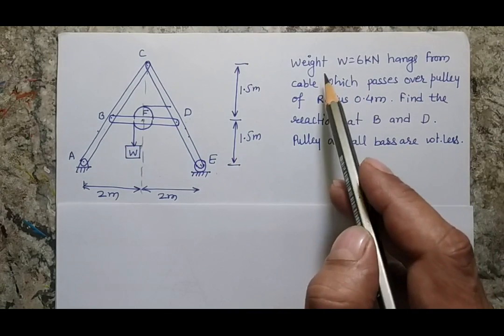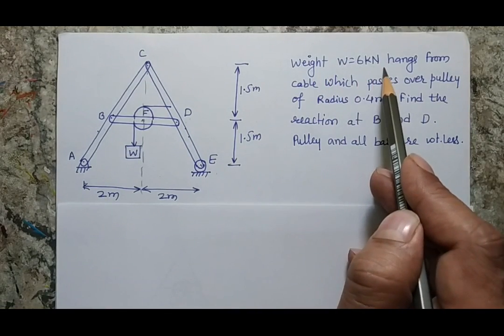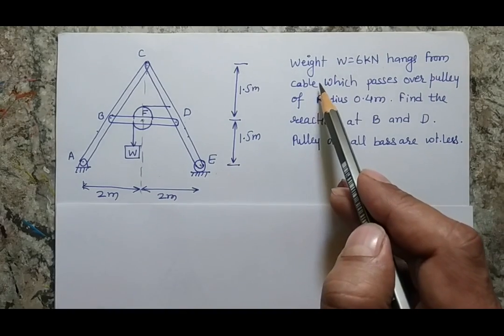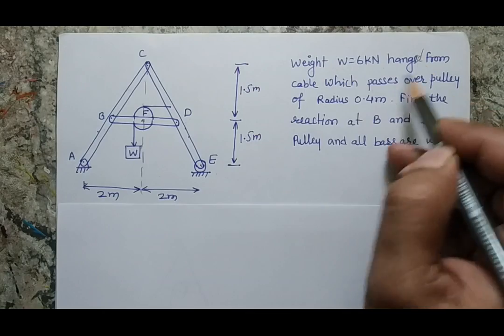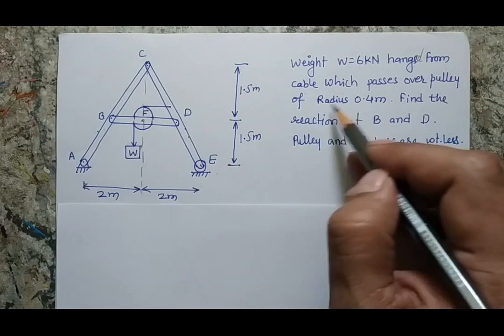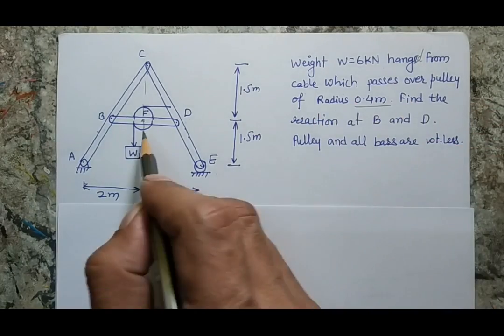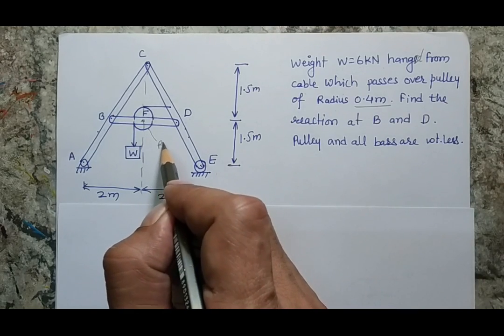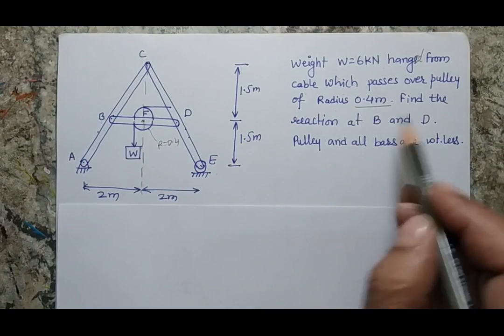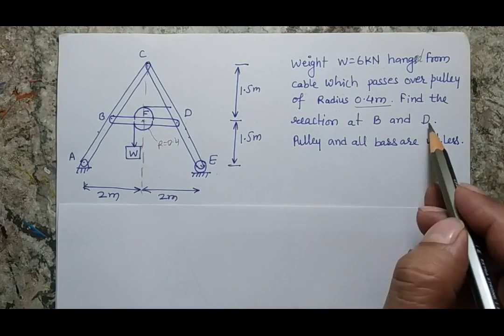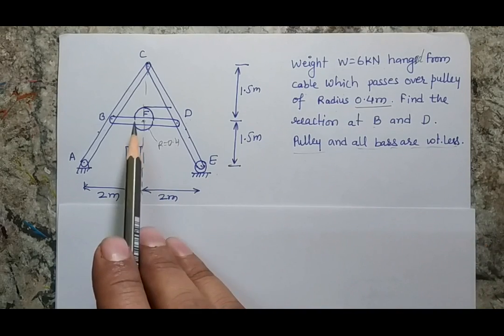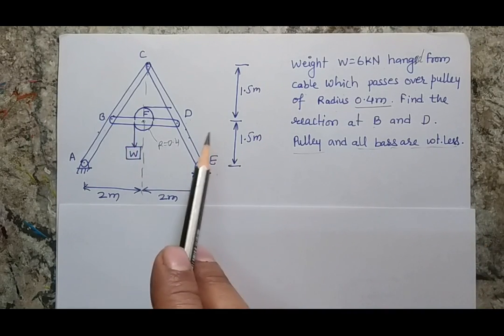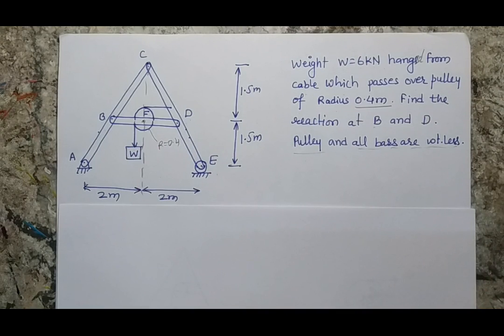So the statement says that a weight of 6 kilonewton hangs from a cable which passes over a pulley of radius 0.4 meter. So this pulley has a radius of 0.4 meter. Find the reaction at point D and B, and the pulley and the bars are weightless. So the weight of the pulley is 0 as well as the bar doesn't have any weight. The only force which is acting in the system is because of this W.